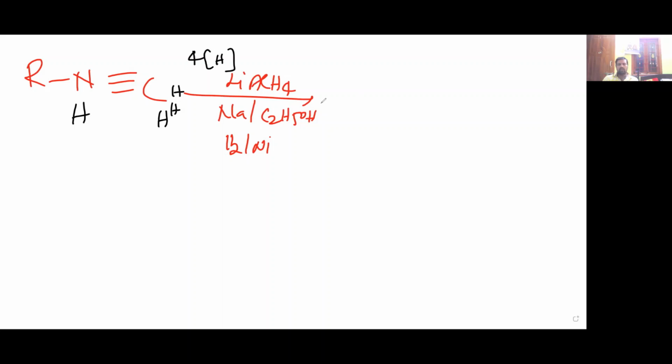This is a quick revision. I don't want to tell the mechanism. You just keep remember the triple bond is converted to a single bond, R NH CH3. The interesting thing is you are getting the secondary amine. Okay, cyanide on reduction gives a primary amine, and isocyanide on reduction gives a secondary amine. Please keep remember. This is the important thing.